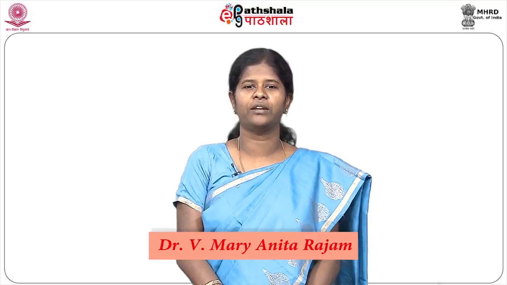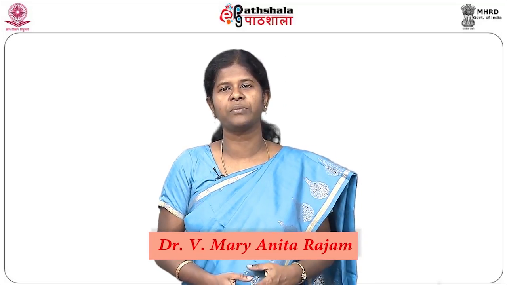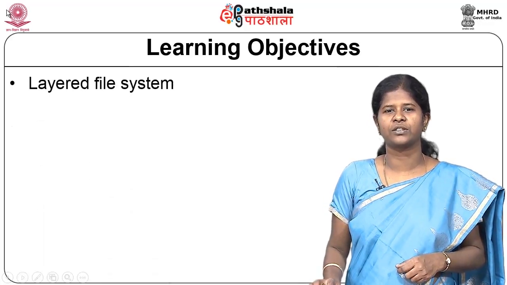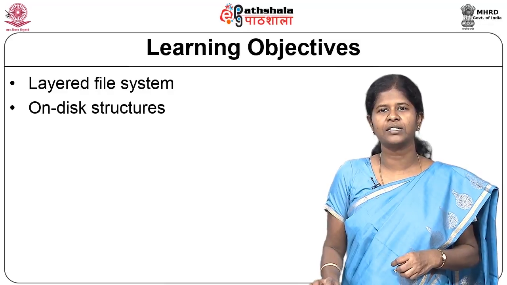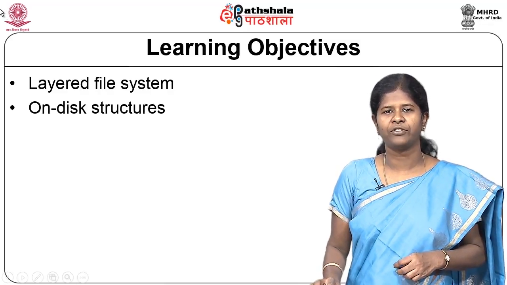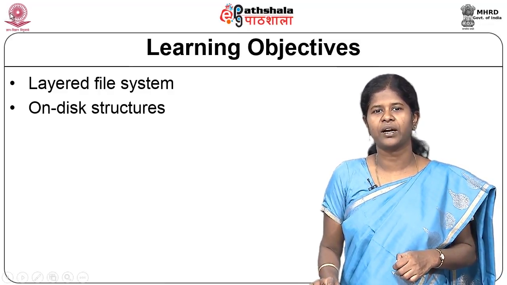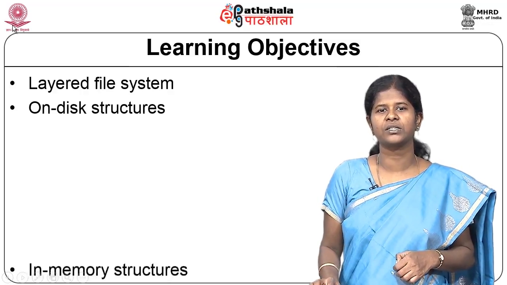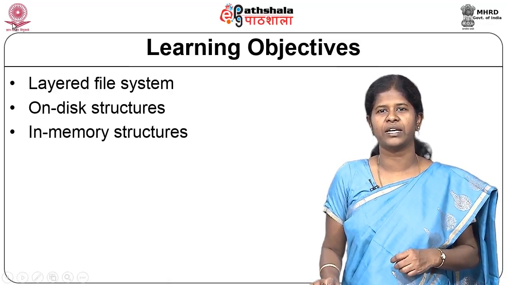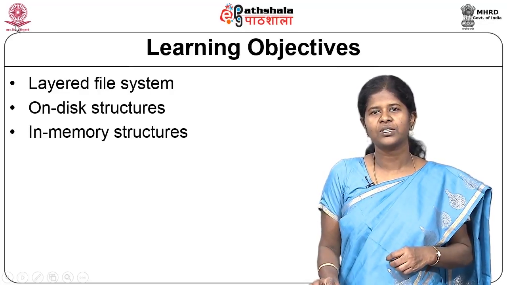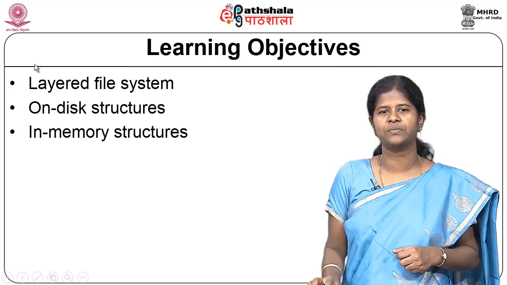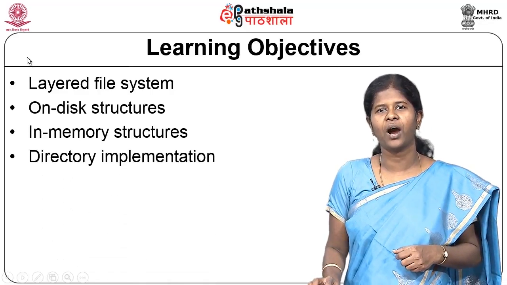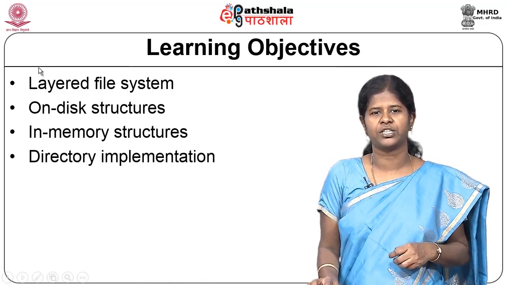In this module, we will learn different issues related to implementation of file systems. The learning objectives for this module are to understand the different layers in a layered file system, and for the implementation of the file system, a number of on-disk data structures and a number of in-memory data structures have to be used. So, we will learn what are the different data structures that help in the implementation of file systems, and we will understand how directories can be implemented.